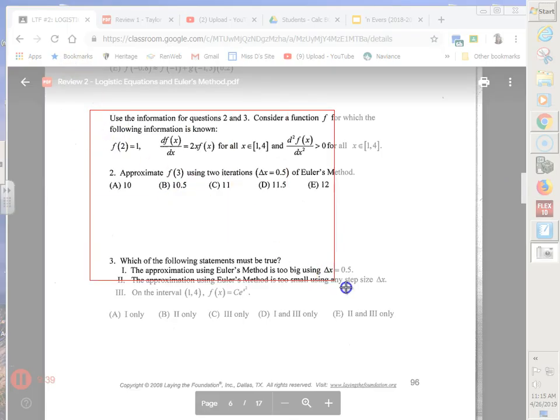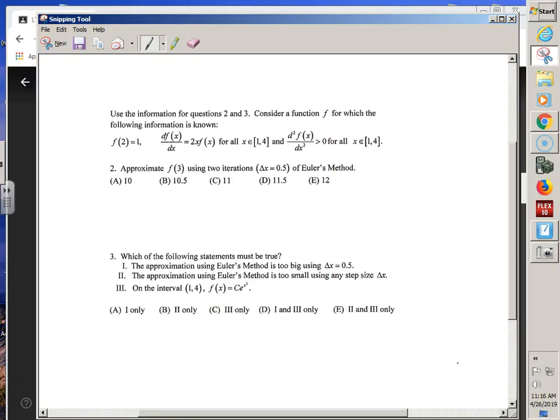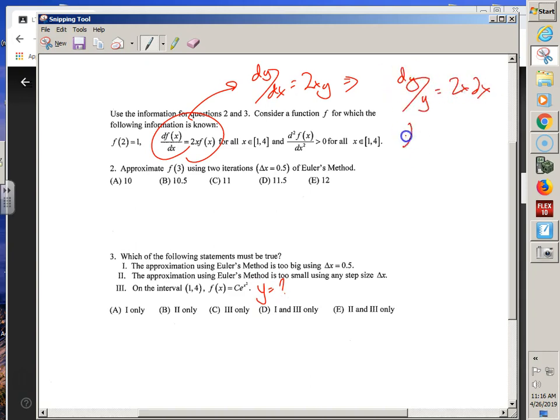They gave us a differential equation. I'm just going to do it old school, like basic calculus. They gave us a differential equation where dy/dx is equal to 2xy, and they're asking to solve the differential equation. That's what I would do, and pretty quickly you'll get your ln of y.